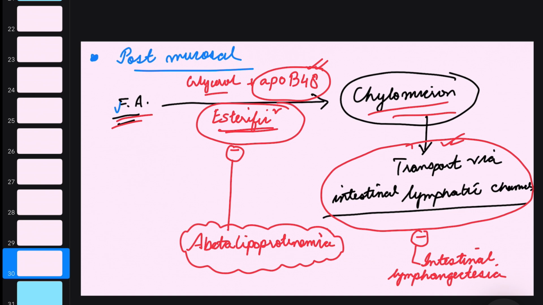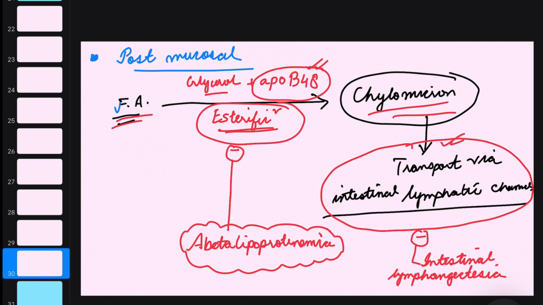They again need to form chylomicrons with a reaction called esterification, in which ApoB48, glycerol, these things are needed. Chylomicrons are formed, chylomicrons are loaded into the intestinal lymphatics. Intestinal lymphatic channels actually drain into the blood vessels, the inferior vena cava. And from there, they reach the heart, and then from there they are transported.